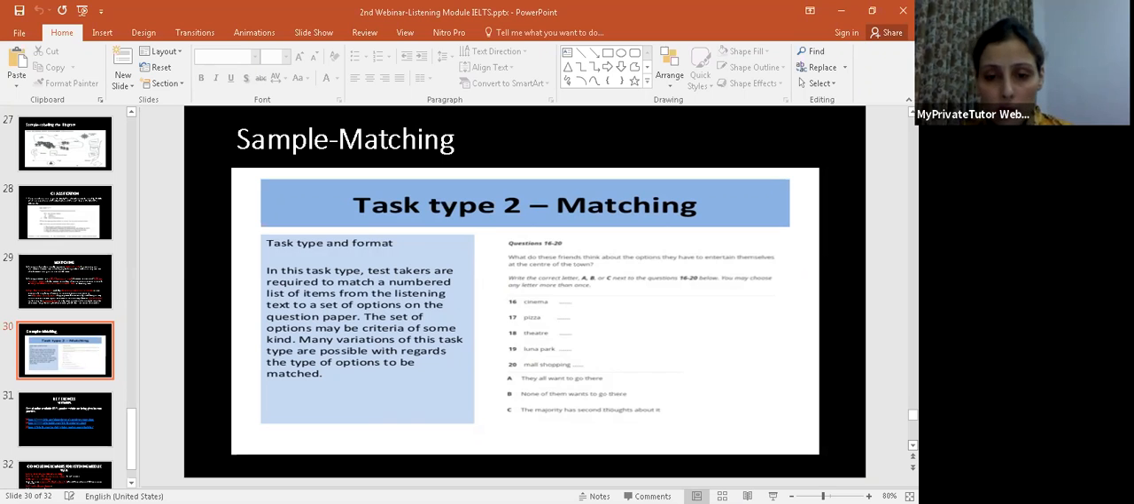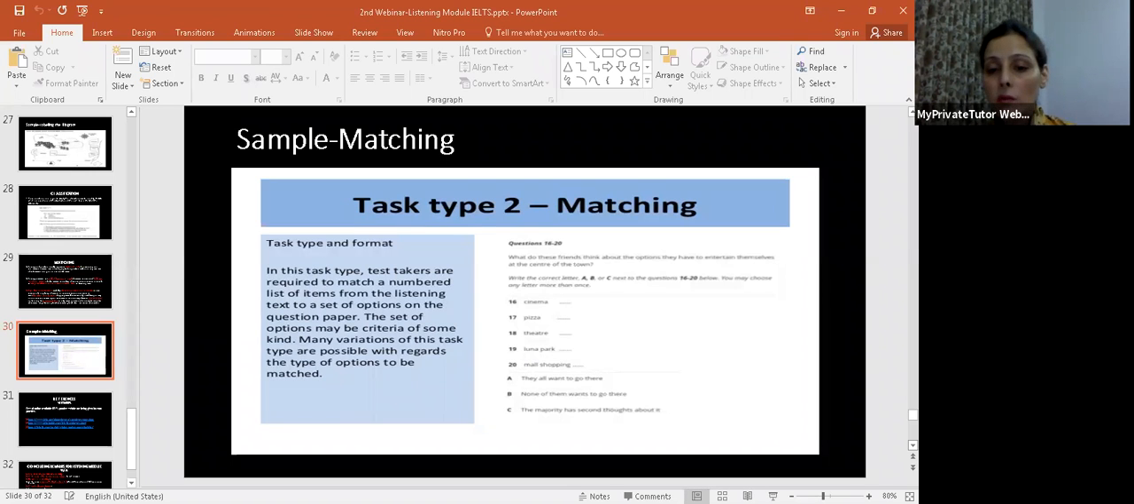Okay, option one: they all want to go there. What's going to be the answer? They all want to go there. Cinema, pizza, theater, Luna Park, or mall shopping. When we hear the recording, you are going to hear that they all want to go there. Where? Shopping mall. Oh, yes, that's cool. So on the shopping mall, you are going to write in front of that A. Yes, the people talking in the audio all want to go to the shopping mall.